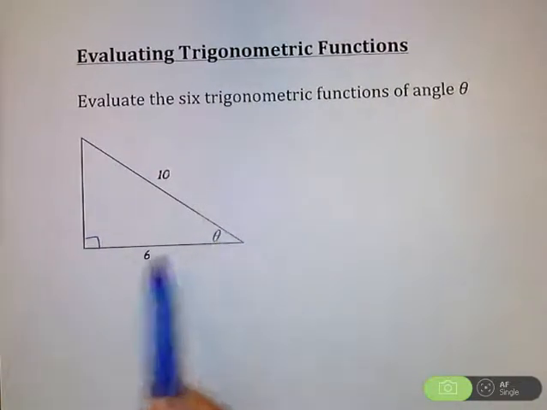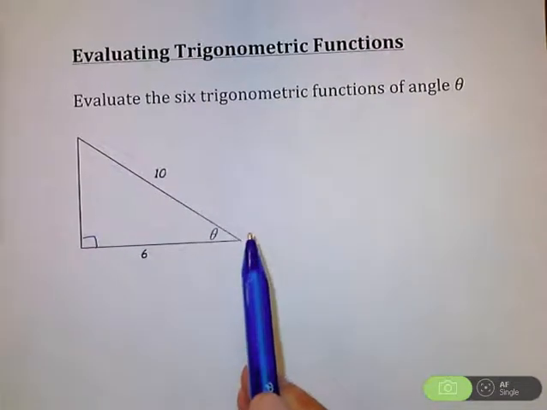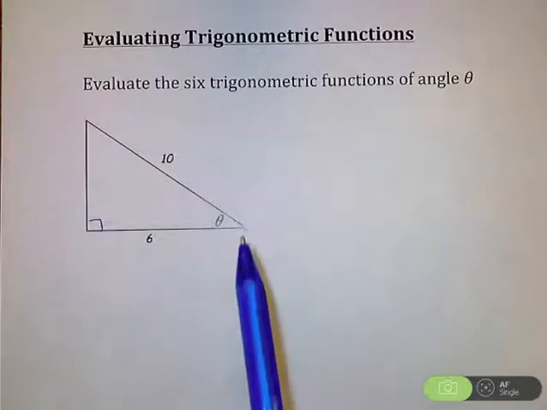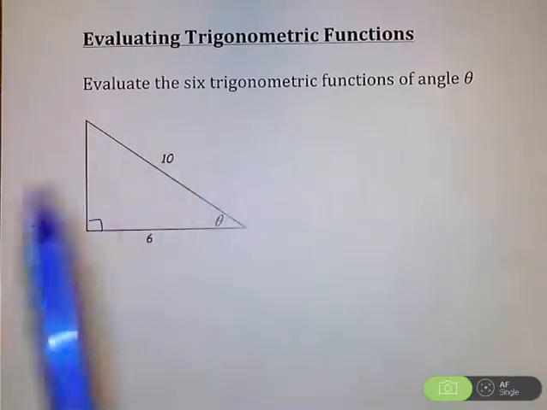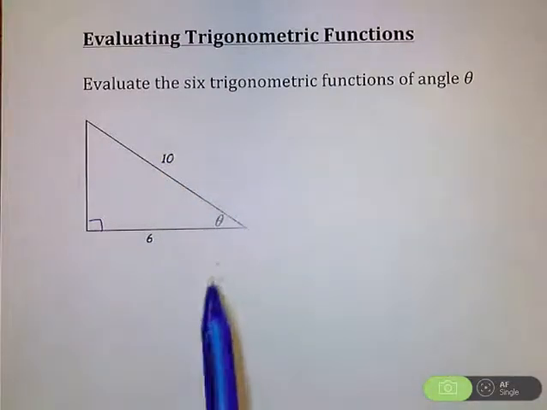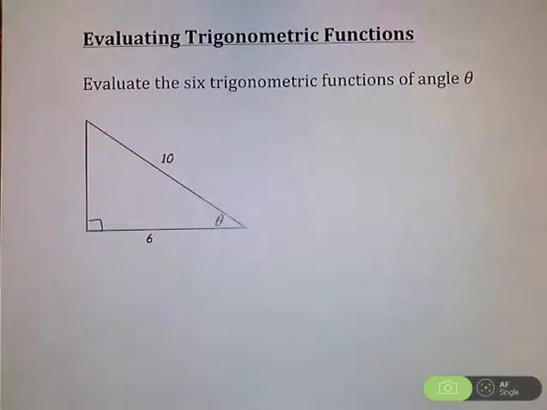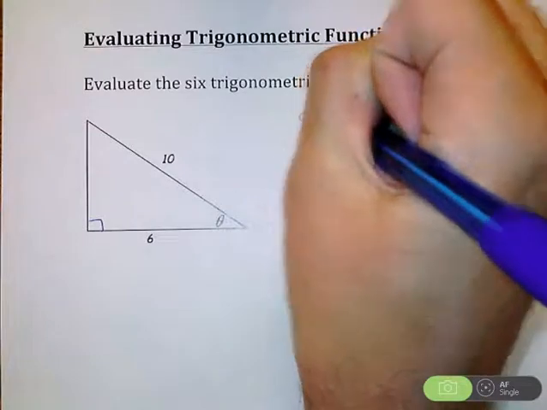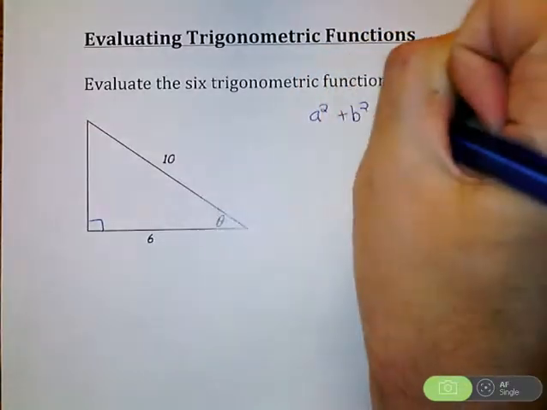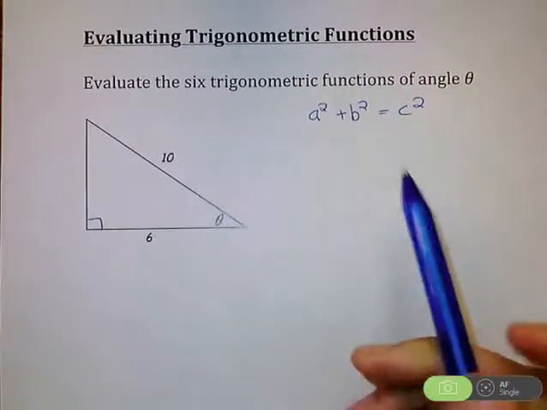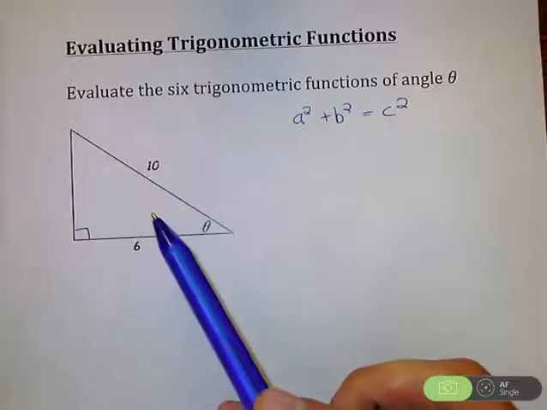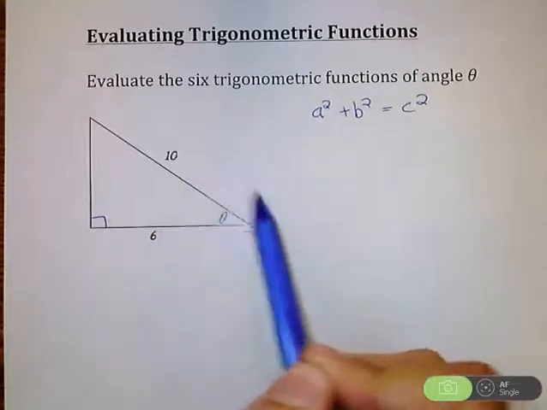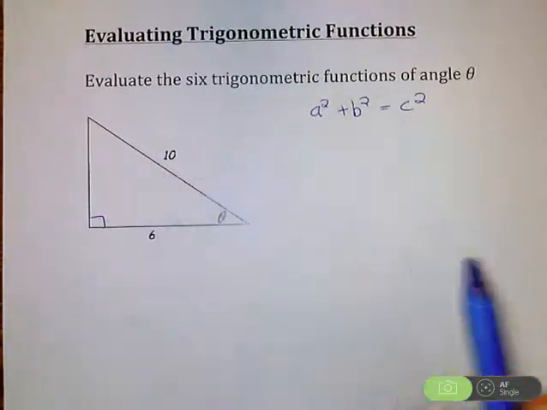We have one side of the triangle and we have the hypotenuse. So, in order to do the six trigonometric functions, we're going to need to know all three sides. So the way we're going to do that, and you have to remember back to geometry, is we're going to use the Pythagorean Theorem, which is a squared plus b squared equals c squared. And we're going to use that to figure out our missing sides. So remember, a and b represent the two side lengths, and c represents our hypotenuse.